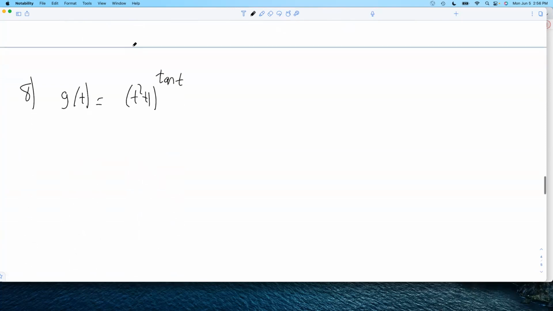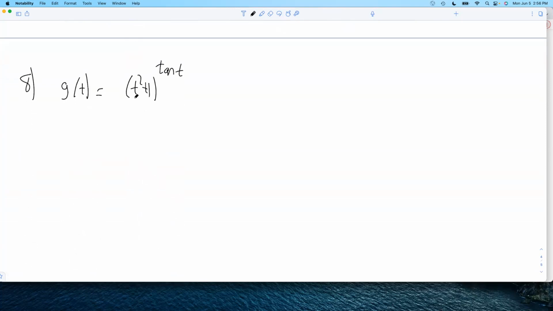Okay, what if we had something like this? Now I've got a function of t raised to a different function of t. Now I have to use logarithmic differentiation. On those last couple, it was just helpful. It just made it a little prettier. Now it's required. So let's rename this guy y. And that guy is raised to the tangent of t. So we apply the function natural log to both sides. And I'll write out all the steps here.